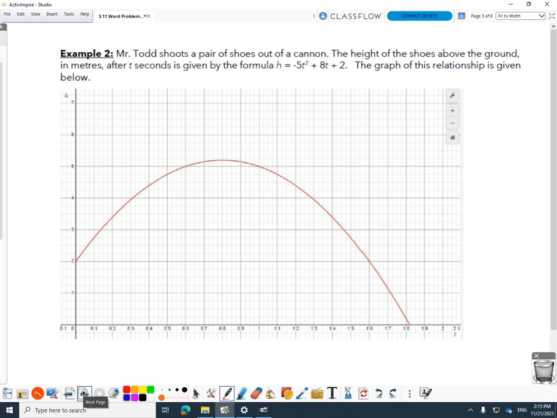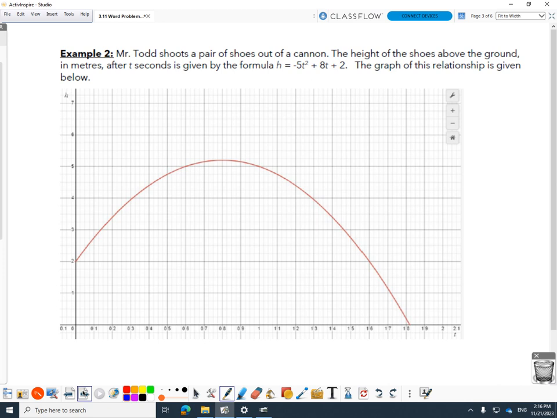The height of the shoes above the ground in meters after t seconds is given by this formula, but I gave you the graph. The graph of this relationship is shown below. See? Shot out of a cannon. They went up in the air, and they came back down. Very similar situation to Iron Man, except the shoes went up in the air, Iron Man went downwards. That's the only difference.